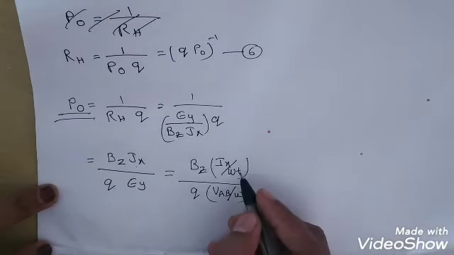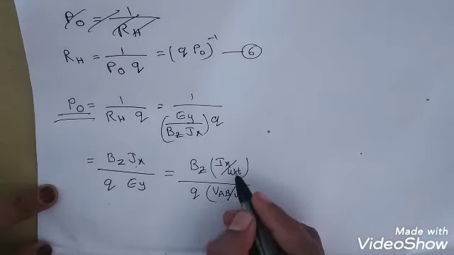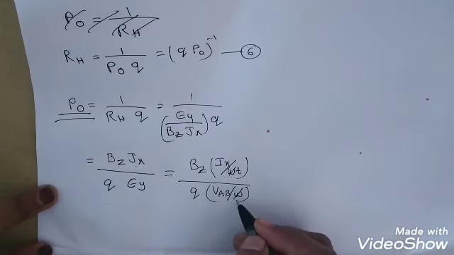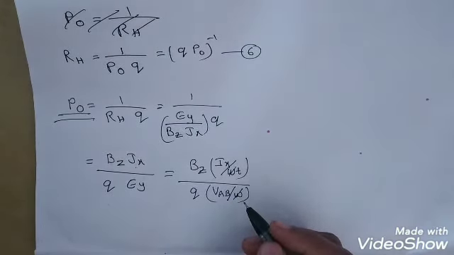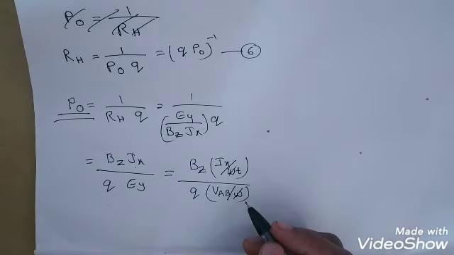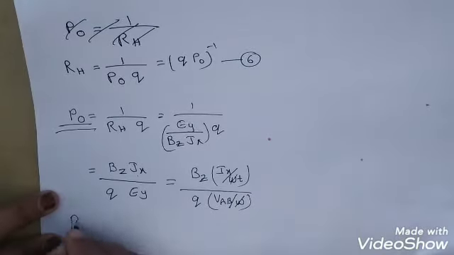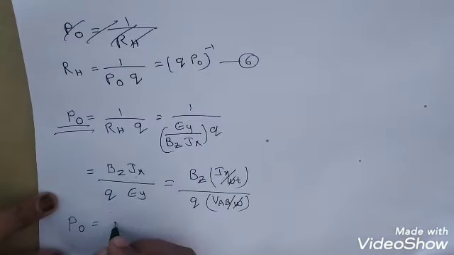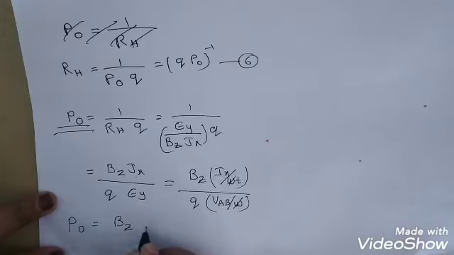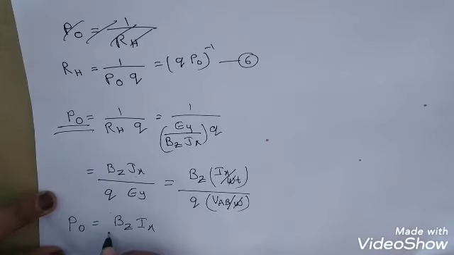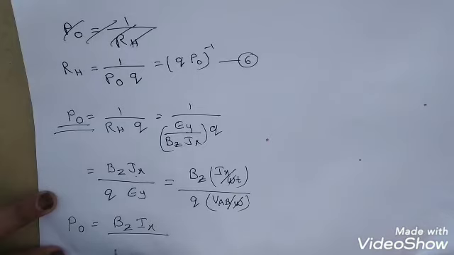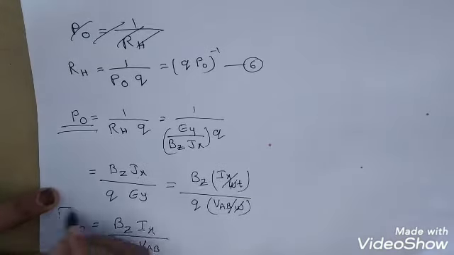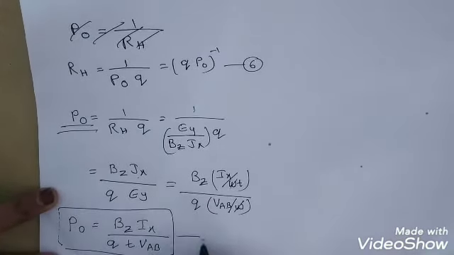If we simplify this equation, then W and W will get cancelled, and the left out part is p naught equals B_z I_x divided by q t V_AB, where q is in the numerator. So call this equation number 7.